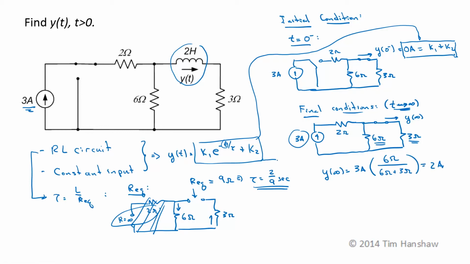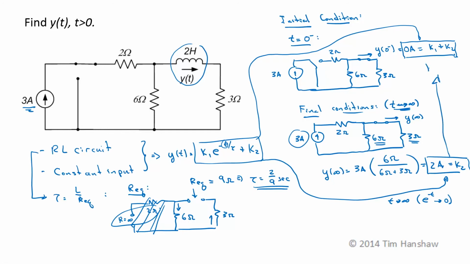Now if I evaluate this as t goes to infinity, e to the minus t goes to 0, so this expression just becomes k2. K2 is equal to 2 amps. If I plug that on up here, k1 is negative 2 amps.